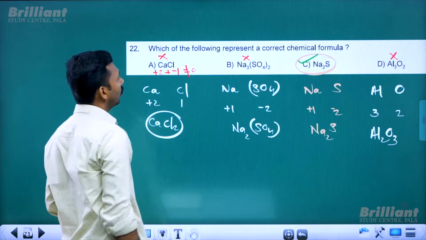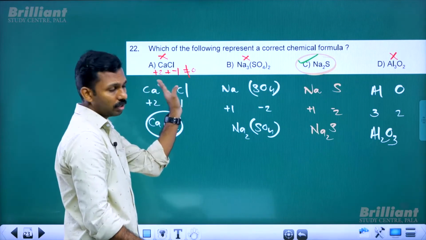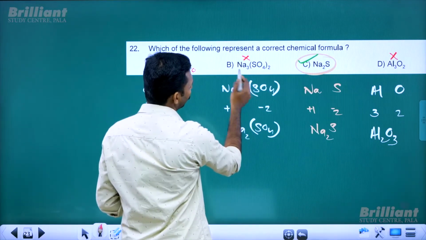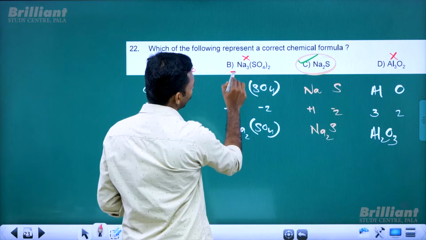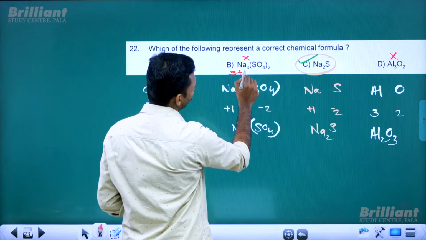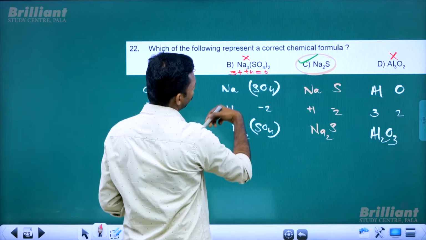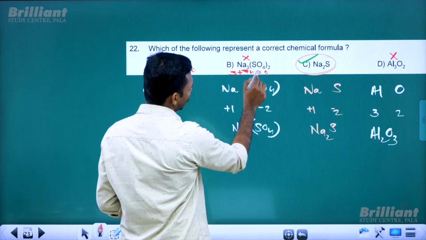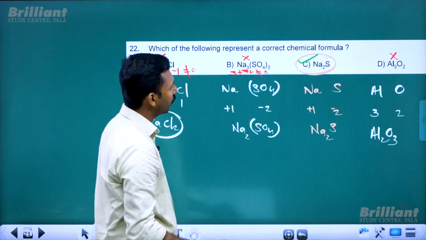So this is not equal to 0. So this may not be the correct formula. Here it is Na plus in +1, +1 into 3, 3 plus. Here it is -2 into 2, +4. Is it equal to 0? Sorry, -2 into 2, -4. So here it is -1, that is not equal to 0.